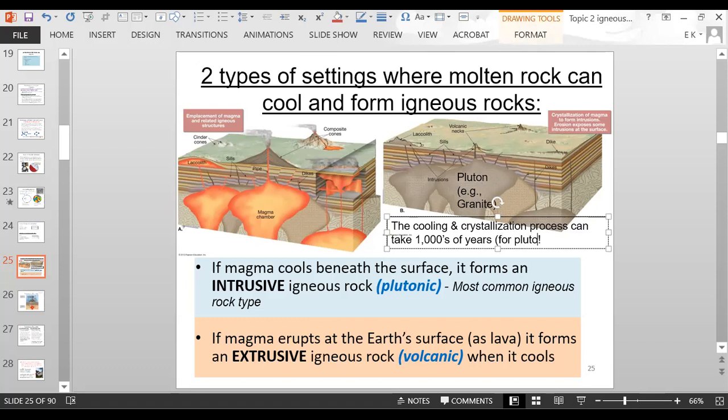Let's just add, for plutonic rocks specifically, because for volcanic rocks, it's not going to take thousands of years to cool and crystallize.